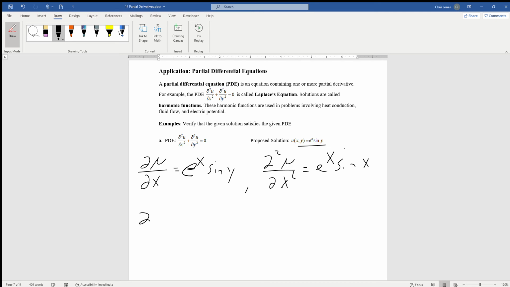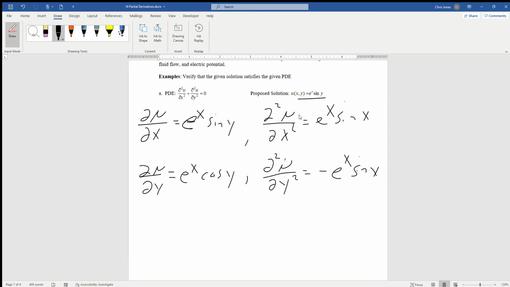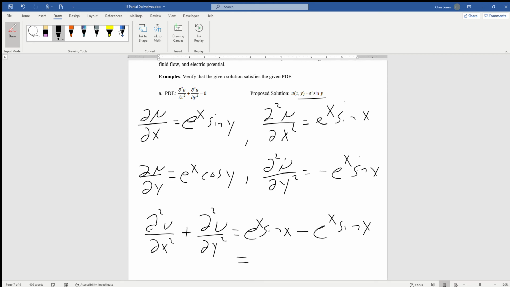Now, let's find the partial of u with respect to y. That's going to be pretty easy. That's just going to be e to the x cos y. And then finally, the second partial of u with respect to y is going to be equal to negative e to the x sine y. And so now we just throw those into Laplace's equation, which is second partial of u with respect to x plus second partial of u with respect to y: e to the x sine y minus e to the x sine y, and clearly that equals 0. And hence we verified that this solution, e to the x sine y, satisfies the differential.